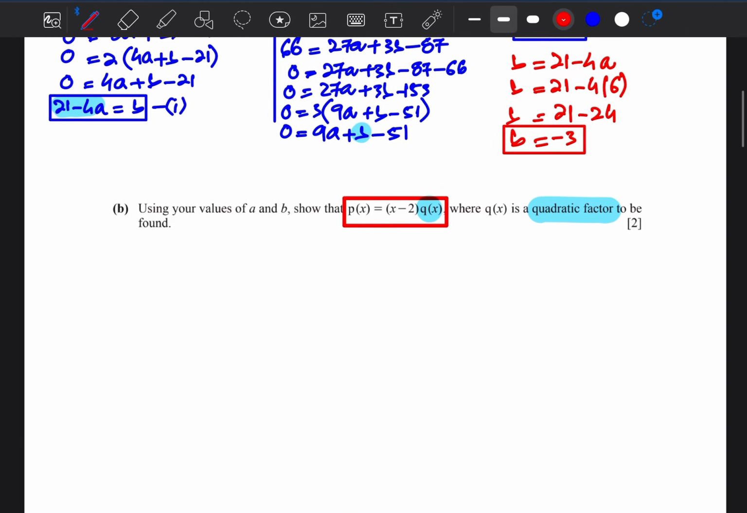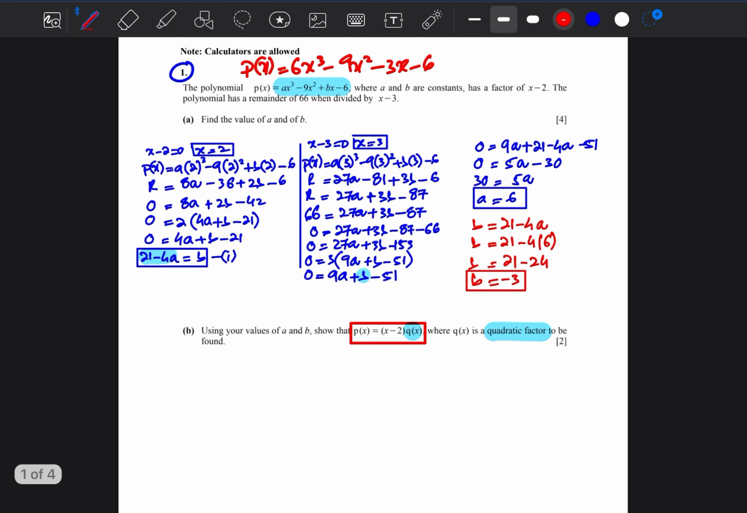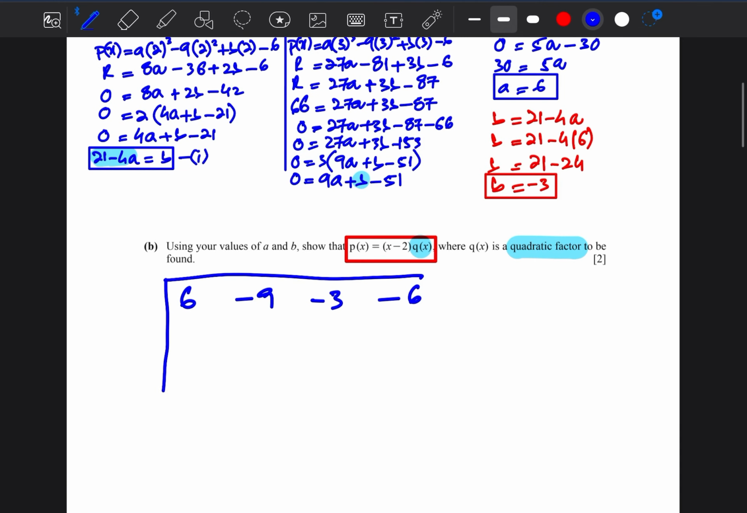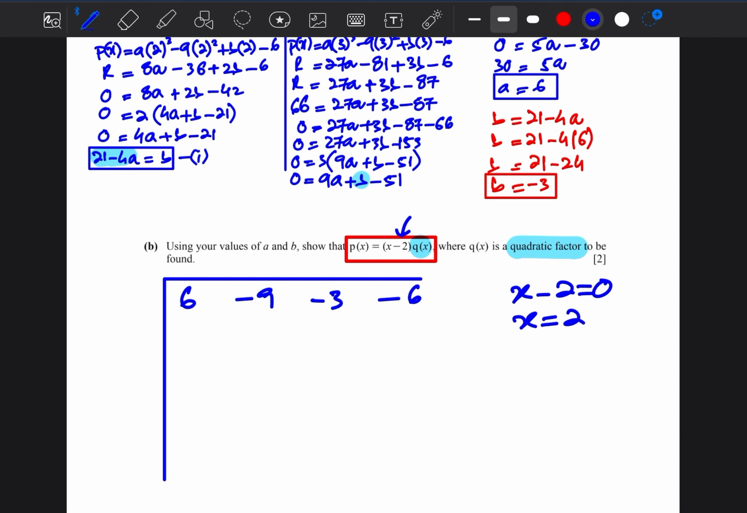First thing first, we are going to do the synthetic division here to find out the other factor, that is a quadratic factor. I'm using the synthetic division. You can also use the long division method. I'm going to write the coefficients of the polynomial here, which are 6, minus 9, minus 3, and minus 6. I'm going to write x minus 2 is equal to 0, and I'm going to get the value of x over here, which is 2. x minus 2 was a factor in the previous question. They have already said this.